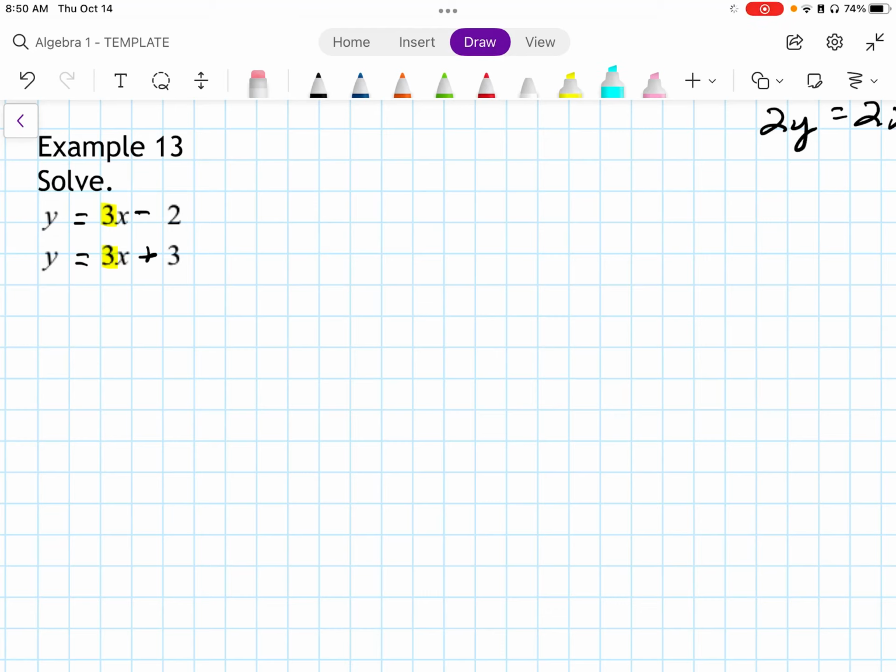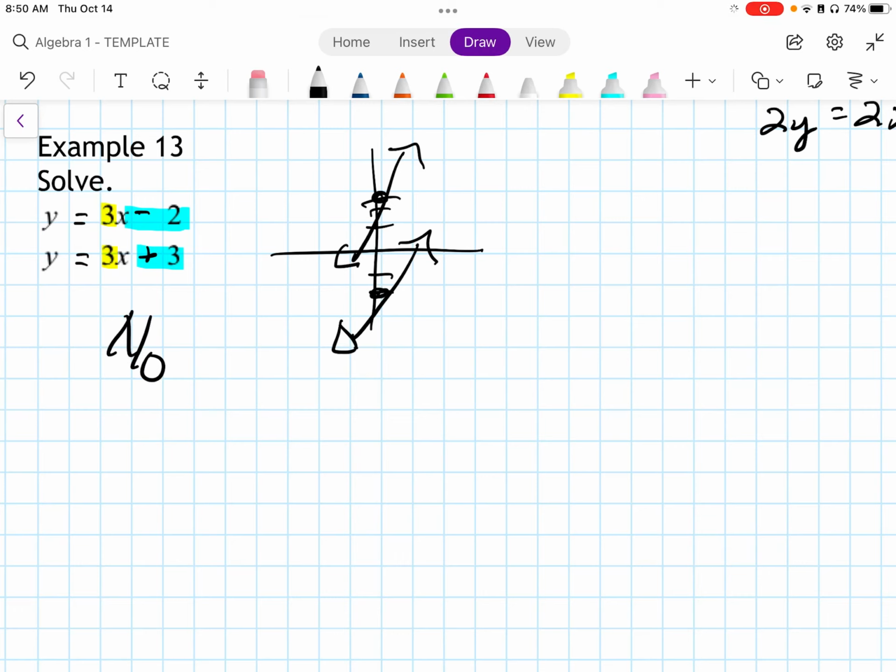Let's make sure that they're actually different lines. This has a -2 and a +3. So you don't have to sketch this, but what this would look like would be a line like that and a line something like that, where they would actually be parallel lines, and this one would have no solution.